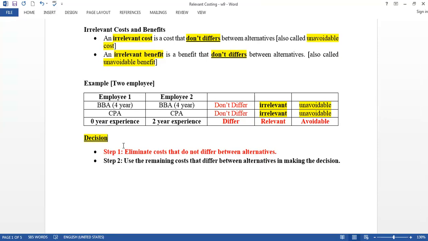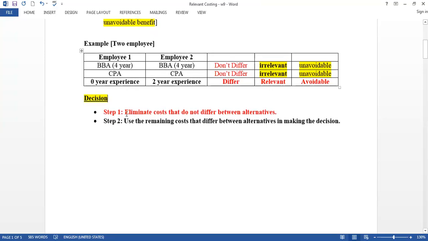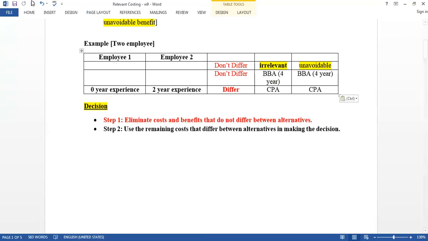The formula is eliminate. Step 1, eliminate or delete the costs and benefits that do not have any difference between the two alternatives. Do you understand? We are going to eliminate costs and benefits that do not have any difference between these two alternatives. So from this point, which ones are we going to eliminate? These two items we are going to eliminate.